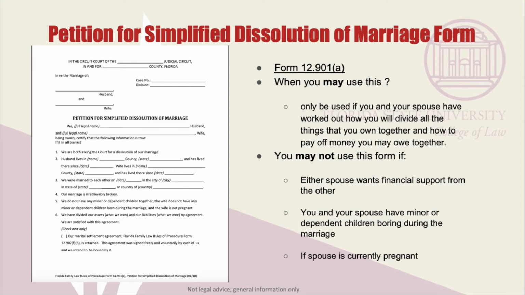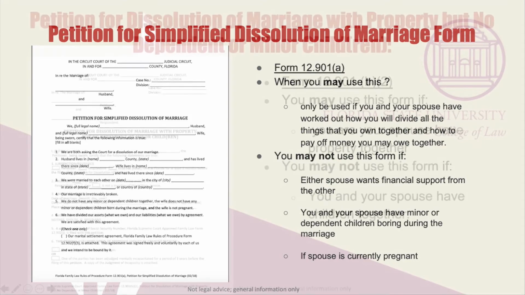This form may only be used if you and your spouse have worked out how you will divide all the things that you own together and how to pay off any money that you may owe together. If either spouse wants financial support from the other, you may not use this form. If you and your spouse have children together, you may not use this form.